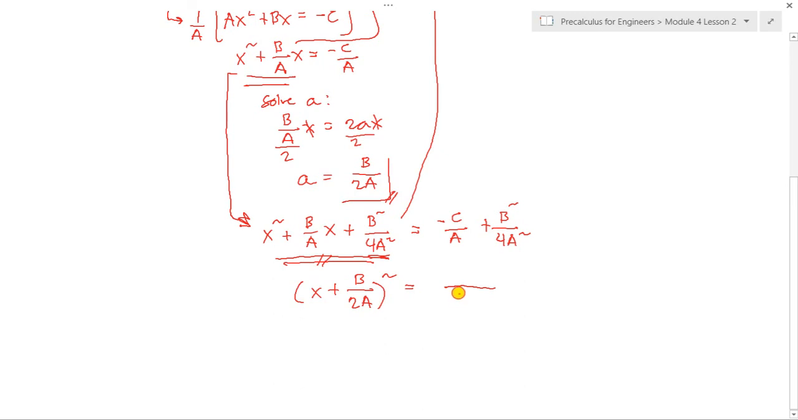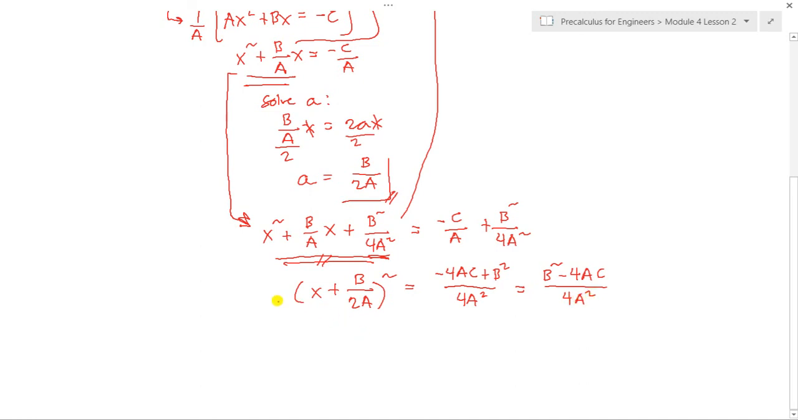So its factor or LCD is 4a squared. So 4a squared divided by a is 4a times c. So we have minus 4ac. Then here plus b squared. Or you can just write that one as b squared minus 4ac all over 4a squared.